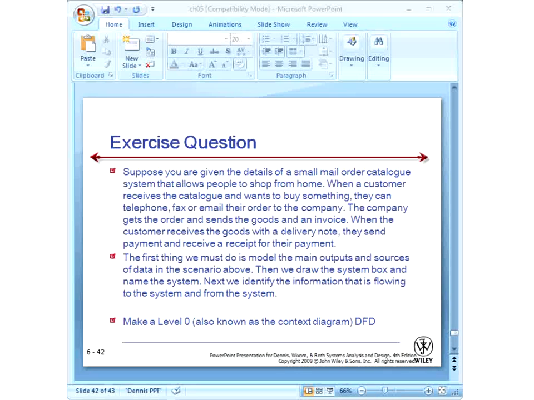Then the company gets the order. The company is receiving the order from your system and then sends the goods and invoice. When the customer receives the goods with a delivery note, they send payment and receive a receipt for their payment. This is how things are going on.